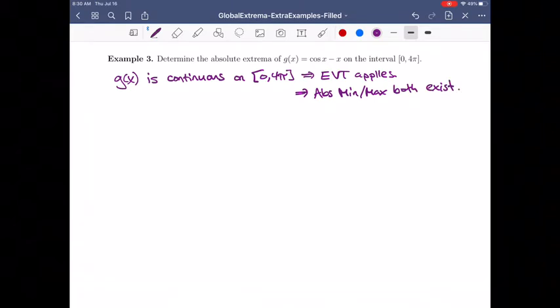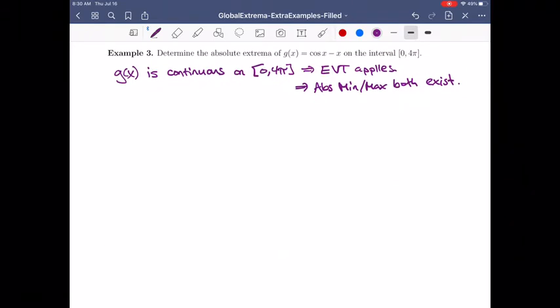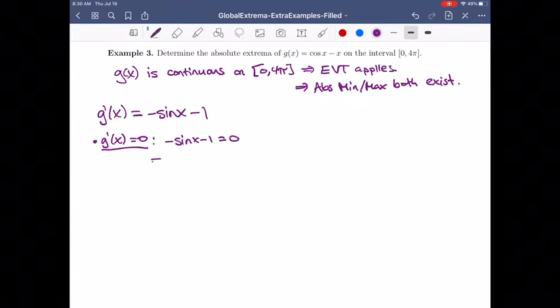So we just want to find the critical numbers and check the endpoints. So we start by taking the derivative, g prime of x. The derivative of cosine is negative sine, and the derivative of x is just 1. So our derivative is negative sine x minus 1. So g prime of x equals 0 when negative sine x minus 1 is equal to 0. This is when sine of x is equal to -1.